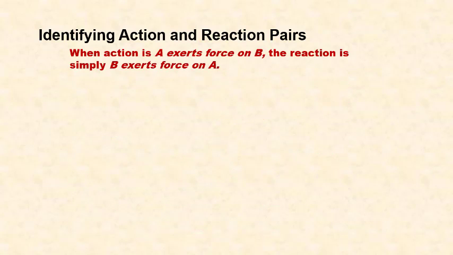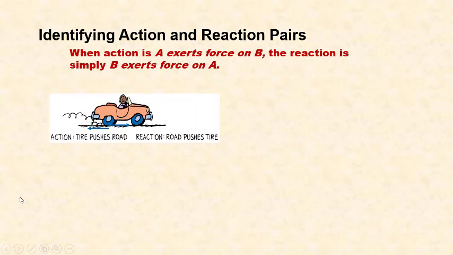Identify action and reaction pairs. When A exerts a force on B, the reaction is simply that B exerts a force on A. Example, in this picture, the action is fire pushing the rod. The exhaust from this car pushes the rod as in the blue arrow, while the reaction is the rod pushing the tire in the opposite direction. These forces are equal in magnitude but opposite in direction.